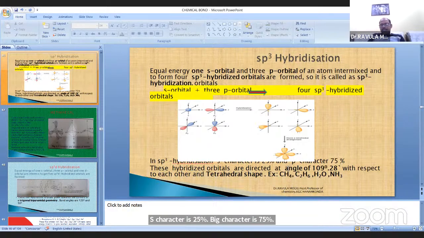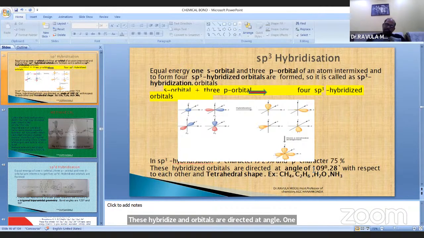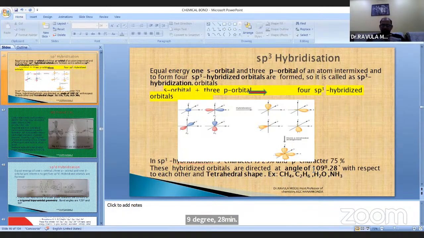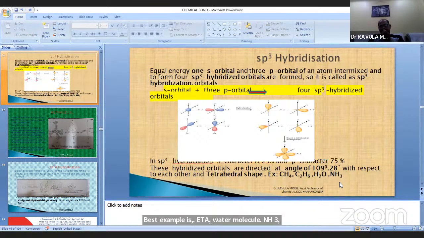These hybridized orbitals are directed at an angle of 109 degrees 28 minutes. The bond angle is the angle between the bonds, 109 degrees 28 minutes. It is the tetrahedral shape. Best examples are methane, ethane, water molecule, NH3, NH4 plus. CH3 plus is sp2, CH3 minus is sp3. Remember this: CH3 plus is sp2, CH3 minus is sp3. Okay, these are some best examples of sp3 hybridization.